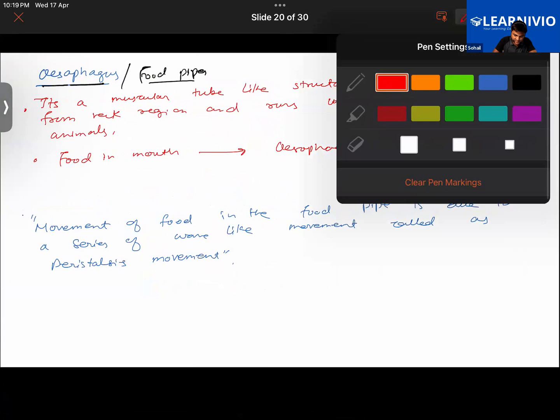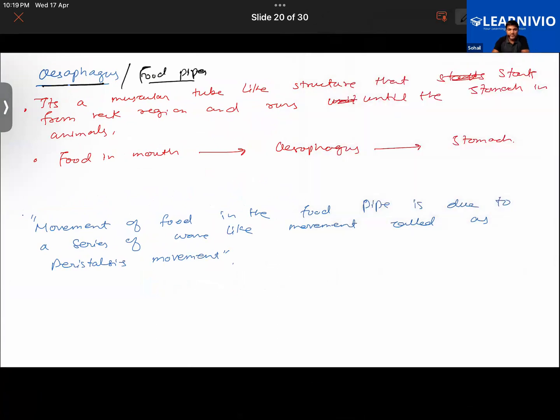Write down the contents of this page and then we will be moving further. Sir, we didn't need to write the blue one, right? Yes, you have to write down this one if you haven't noted it earlier. Okay, sir.